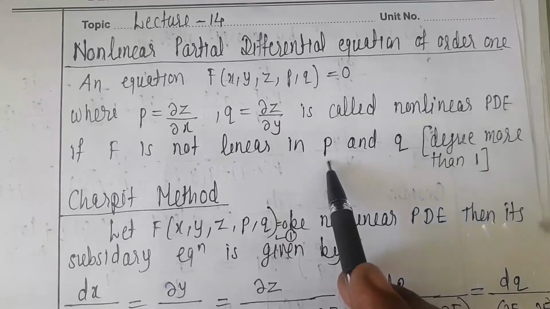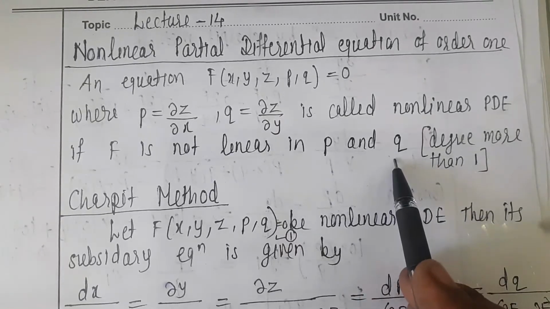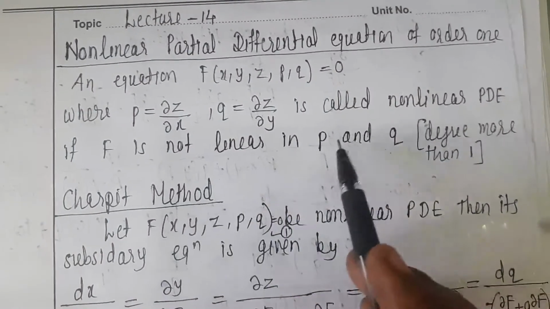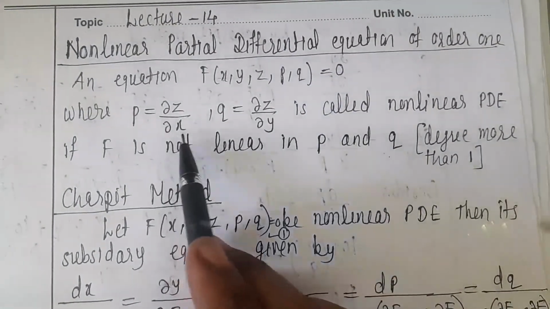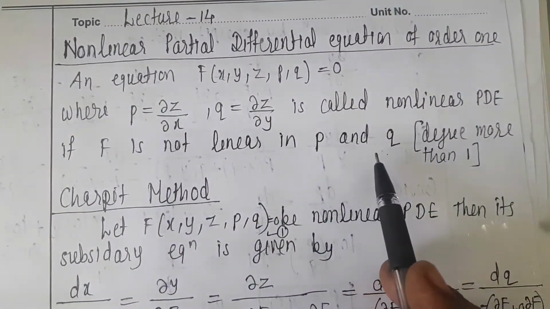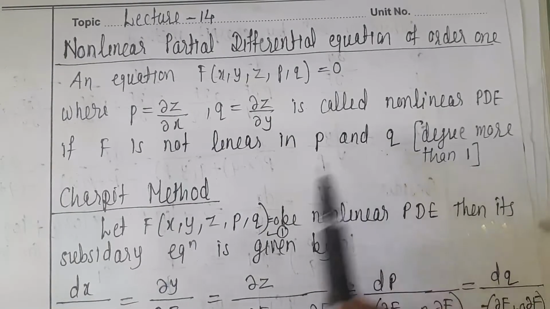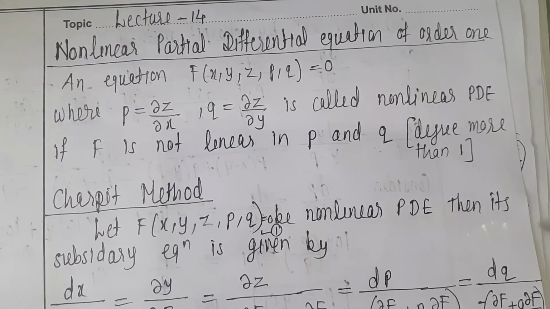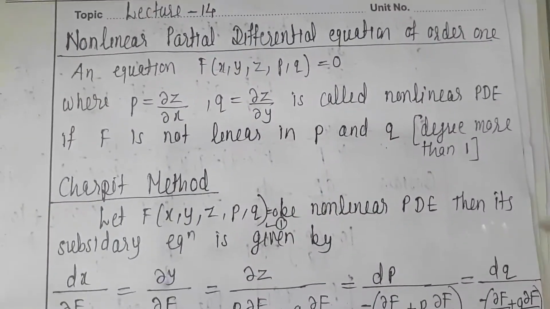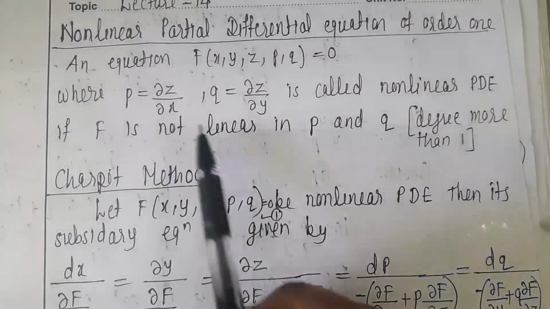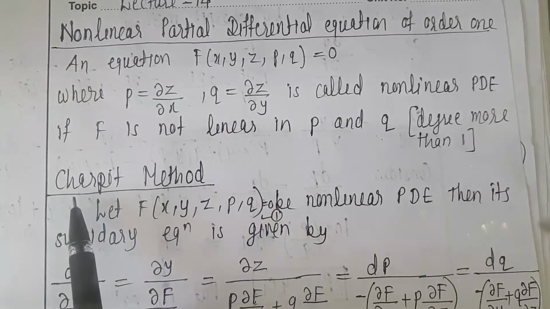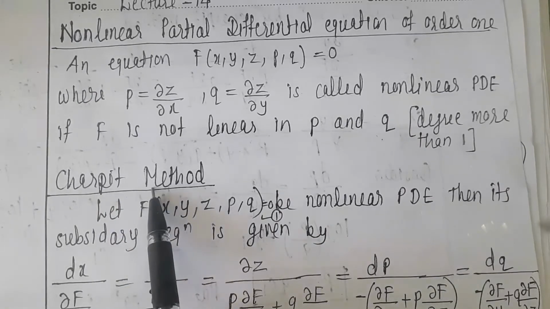If it is more than 1, then that type of differential equation is called a non-linear differential equation, and the dependent variable and its derivative are not multiplied together. So p and q are not multiplied together. If they are multiplied together, then that type of differential equation is called a non-linear partial differential equation. So we are going to study one method for non-linear partial differential equations, which is Charpit's method.